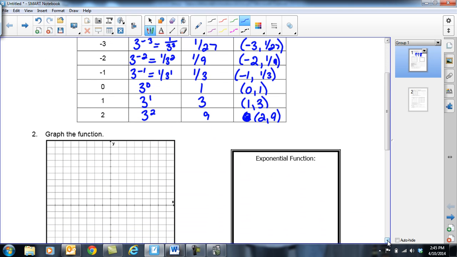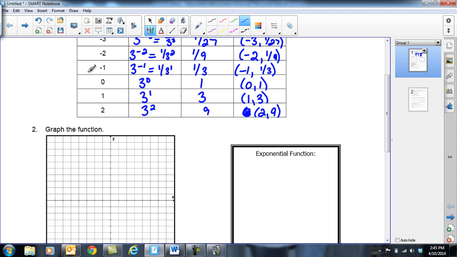So now we're going to graph the function, and we're going to use those points. We're going to plot those points to do it. And so I'm going to start with this one, the 0, 1. It's right here, so that's the y-intercept. And then I have 1, 3, and then 2, 9.